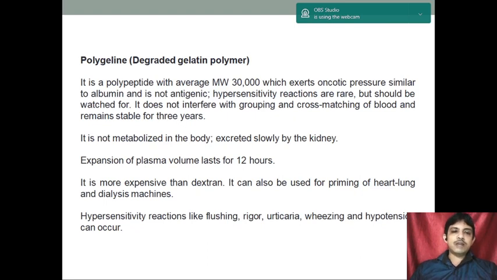It is also not metabolized in the body. That is very good, and it is secreted slowly by the kidney. The expansion of plasma volume lasts for 12 hours. So this is good, but it is more expensive than Dextran, and it can also be used for priming of heart-lung and dialysis machines. Though hypersensitivity reaction is rare, flushing, rigor, wheezing, hypotension and urticaria may occur.